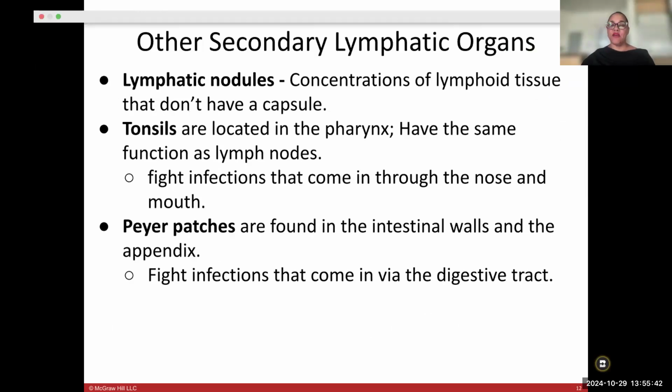Other secondary lymphatic organs, the lymphatic nodules, are concentrations of lymphoid tissue that don't have a capsule. Tonsils are located in the pharynx. They have the same function as the lymph nodes. They fight infections that come through the nose and the mouth.